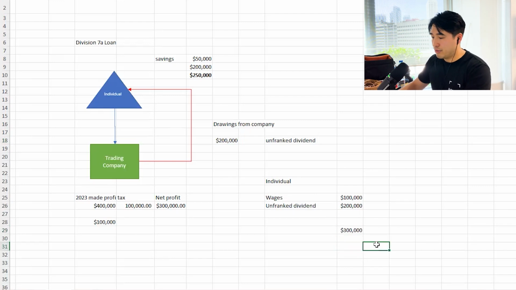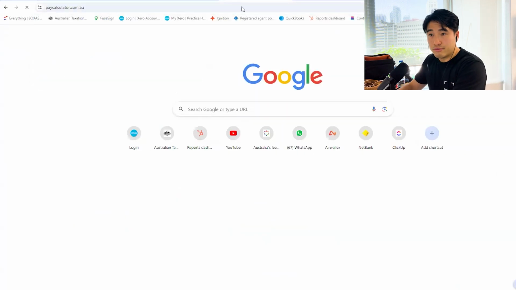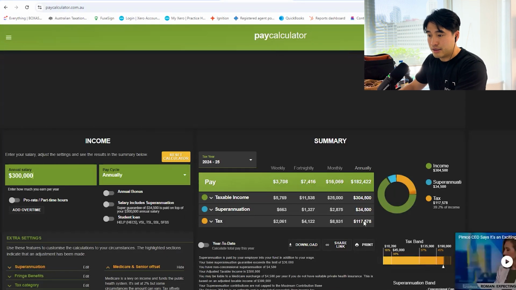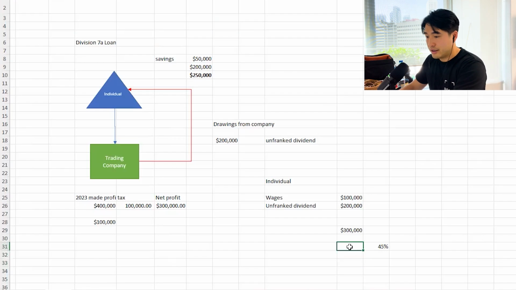And then, as most of you already know, if your income is over $300K in your personal name, most likely you will get hit with 45% tax on the income over $180K. So you can get taxed quite a fair bit. There's a lot of money. And if I just put it in the pay calculator and put in $300,000 in a year, the tax is close to 120K. So you're going to be paying 120K.